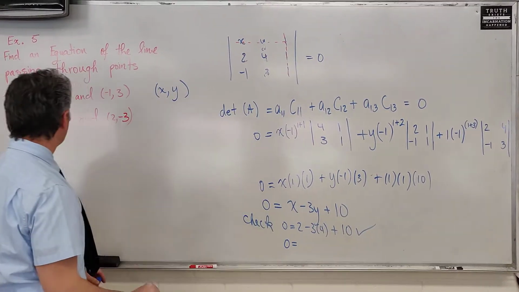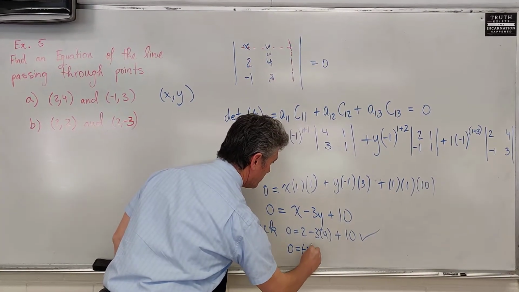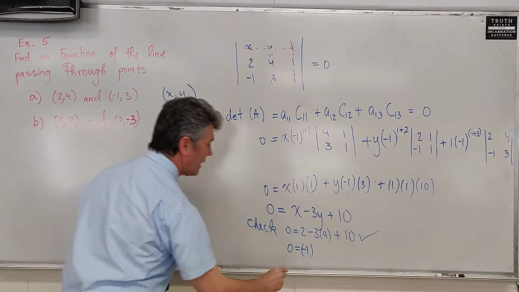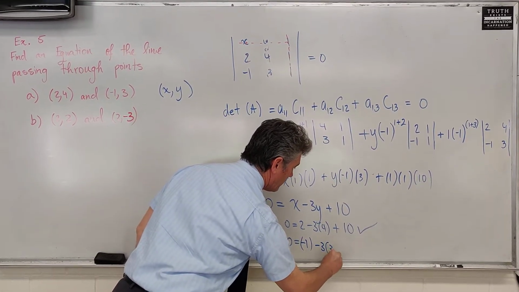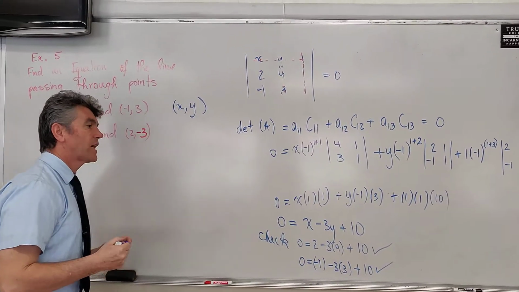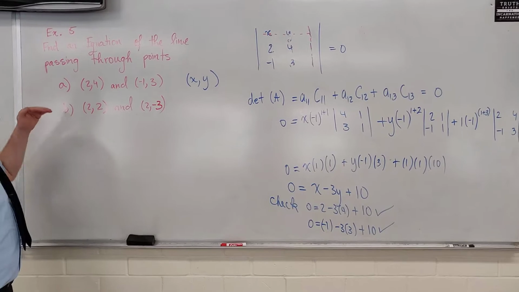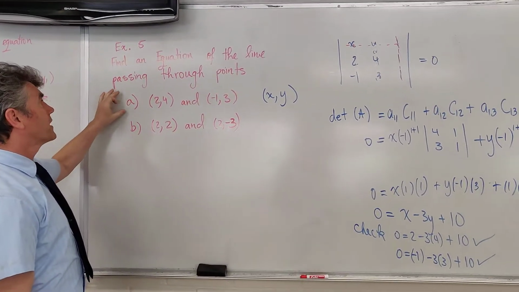Let's check with the second point. We have negative 1 minus 3 times 3 plus 10. That checks out as well. Okay? So this is example 5, part A.